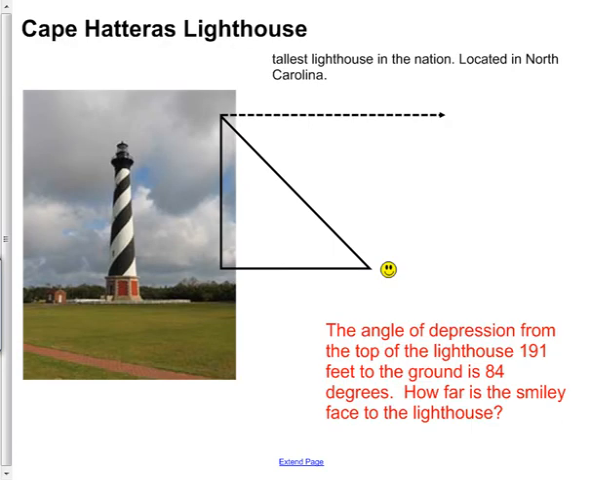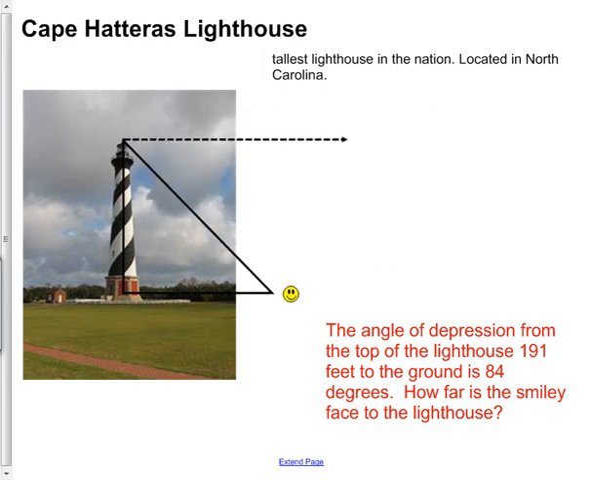Okay, Cape Hatteras Lighthouse. Has anyone heard of that? I didn't think so. I hadn't heard about it either. I was Googling it last night when I was trying to find problems. And it is the tallest lighthouse in the United States, and it's in North Carolina. So, this problem: the angle of depression from the top of the lighthouse, which is 190 feet tall, to the ground is 84 degrees. How far is the smiley face to the lighthouse?